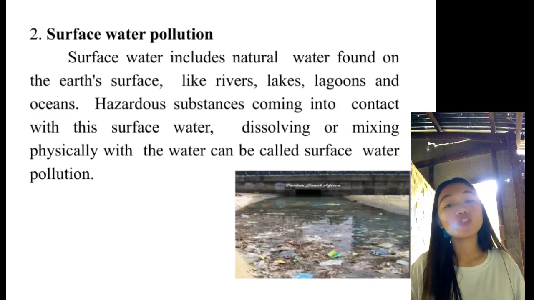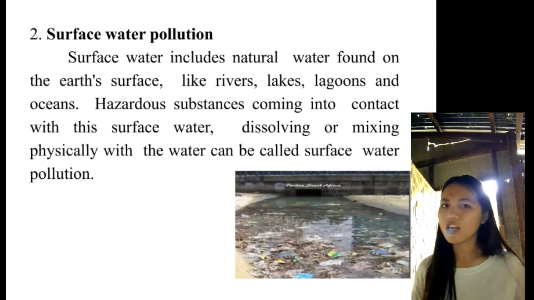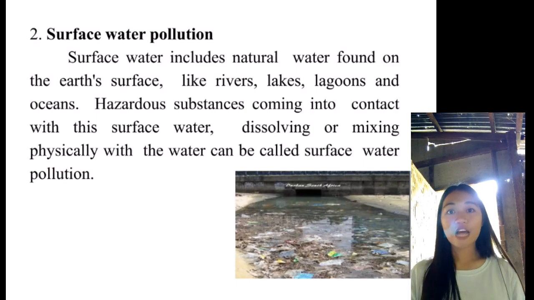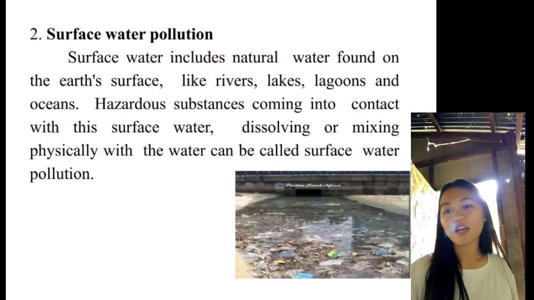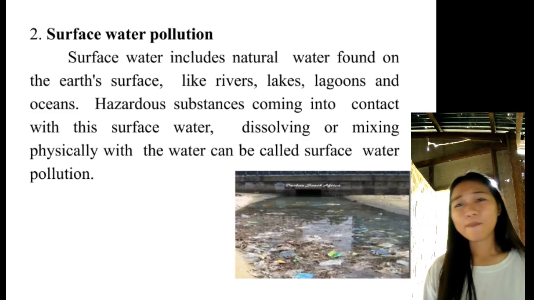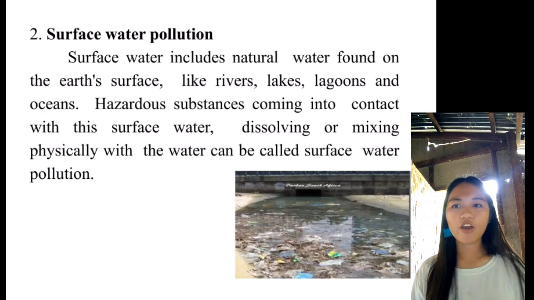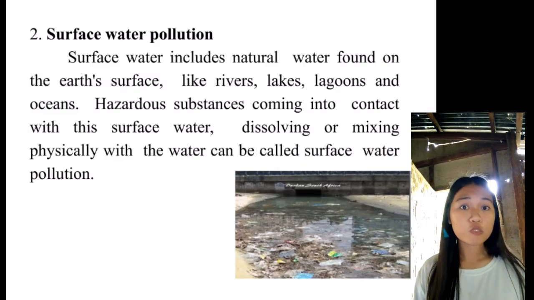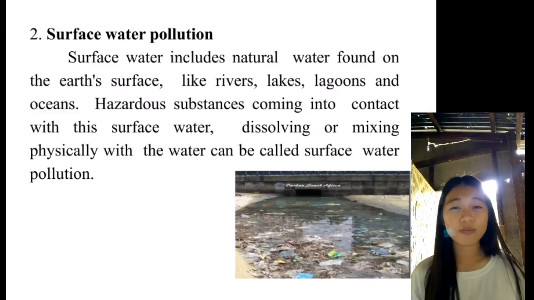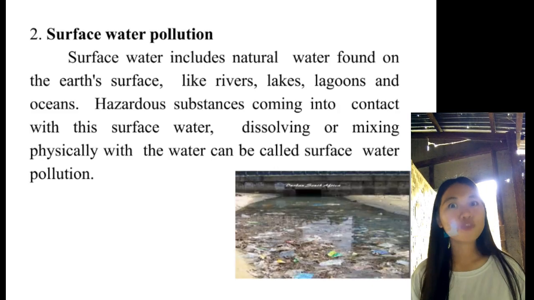That's why it's called surface water pollution. I think we've seen a lot of this in our area. As you can see here in the picture, if you've seen places like that, these are usually found in rivers, lakes, lagoons, and even in our ocean. There, you can say, that's surface water pollution.